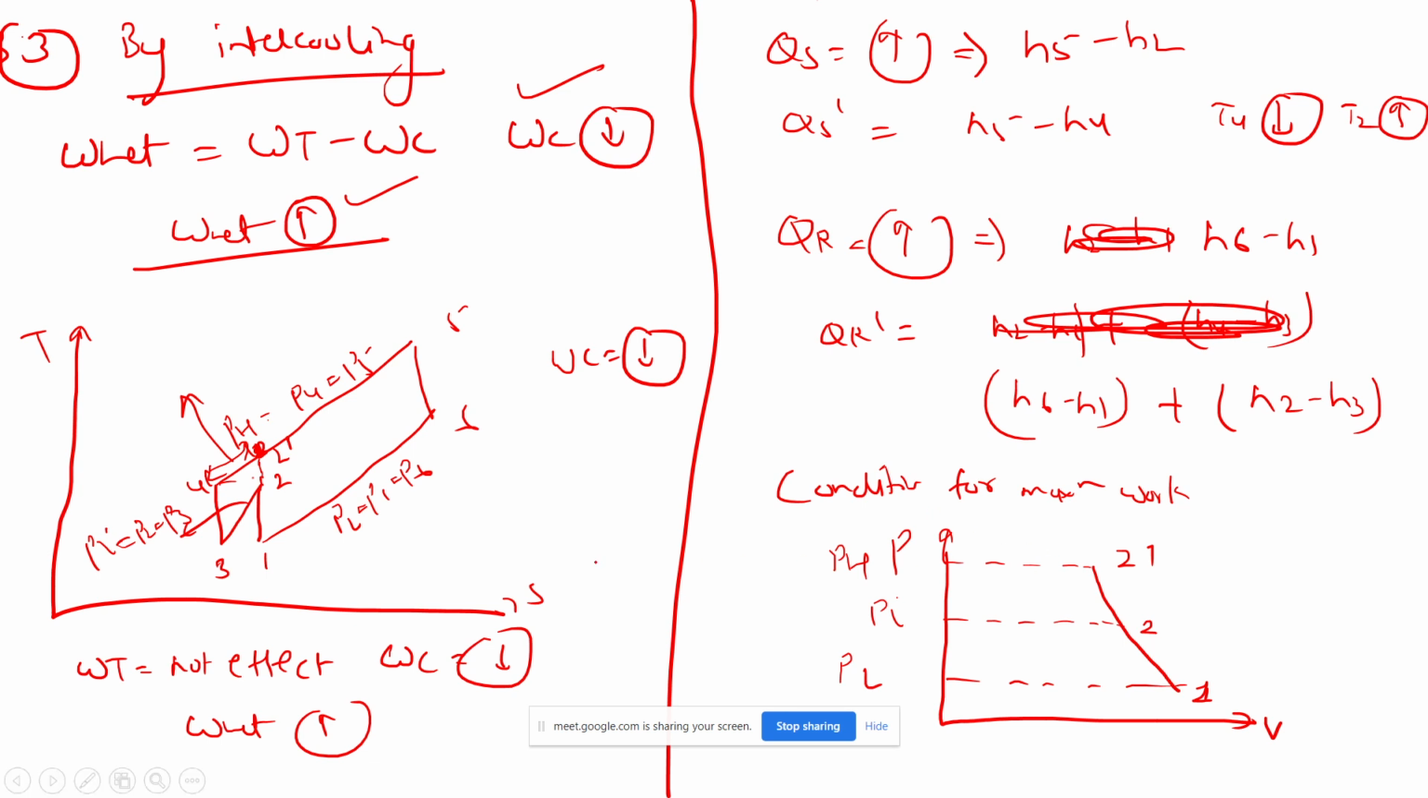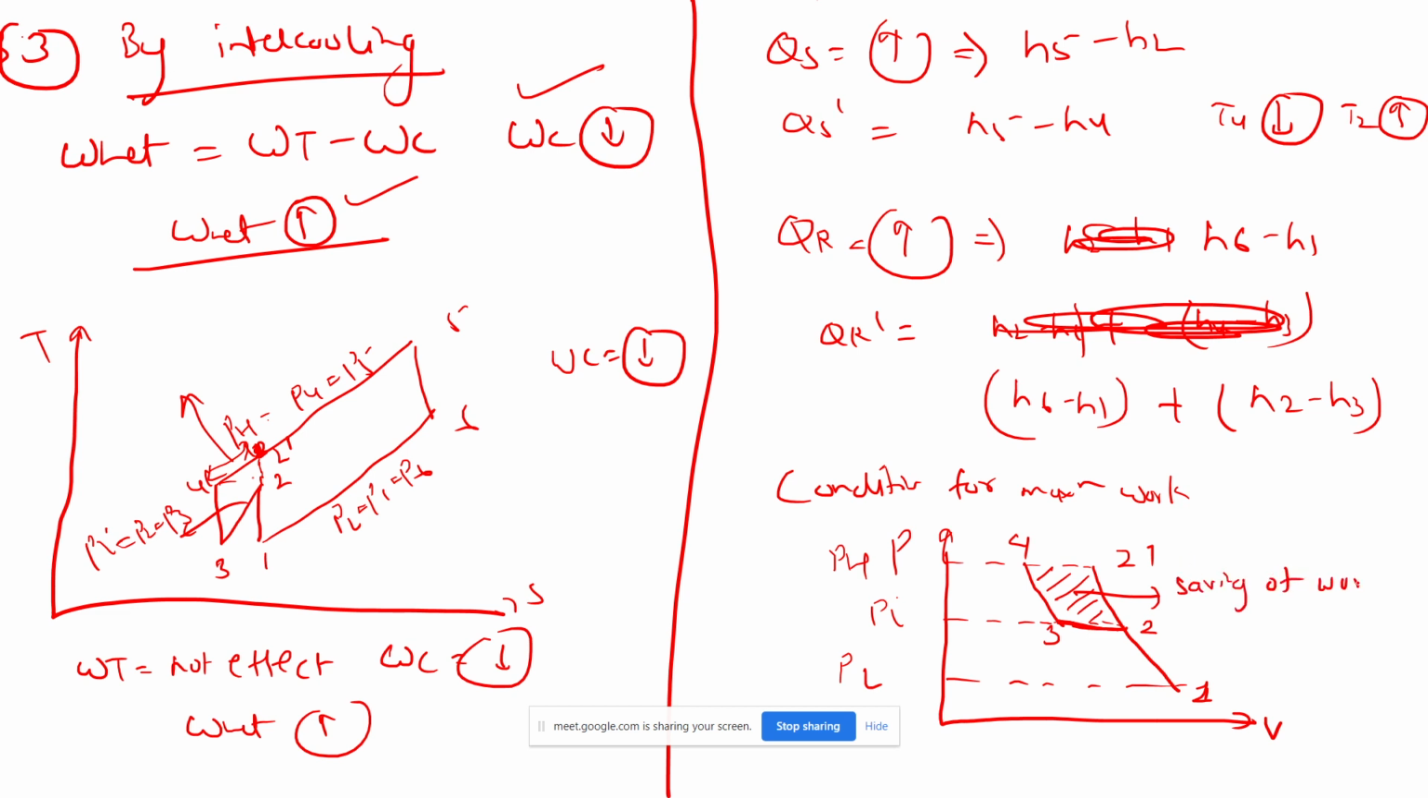At constant pressure, 2 to 3 has the same pressure, so at constant pressure we are rejecting the heat. So this will become 3. After that, again we are compressing it. Okay, so it is 4. So this much amount of work we are saving. Have you got it now?